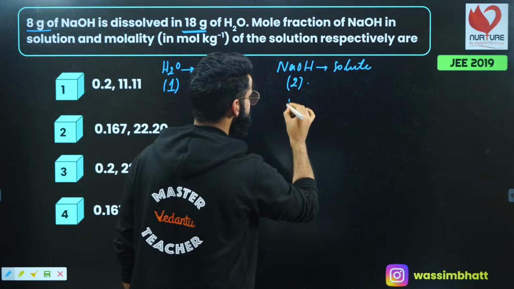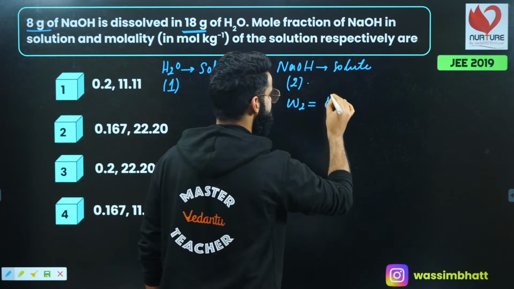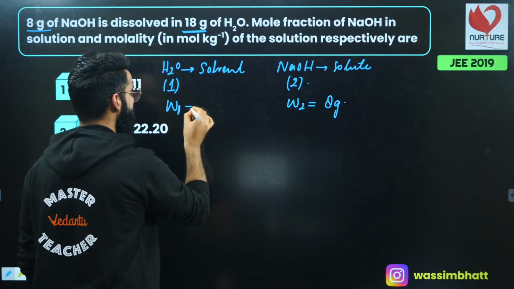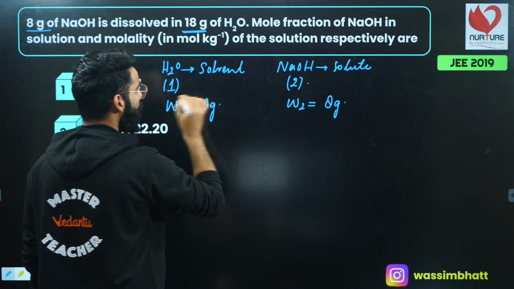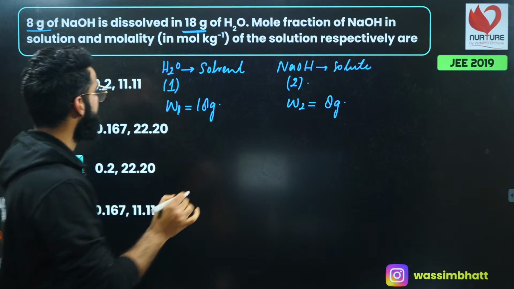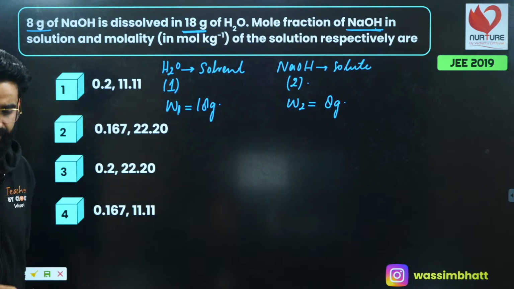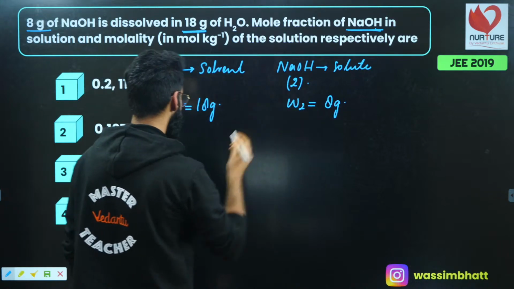I'm given with the mass of NaOH. That means I'm given with the mass of solute, which I represent by W2. It's given to me as 8 grams. I'm given with the mass of solvent, which I'm representing by W1. Mass of water is given to me as 18 grams. What am I supposed to calculate? First of all, I'm supposed to calculate mole fraction of NaOH in the solution. So, mole fraction of NaOH means mole fraction of solute.